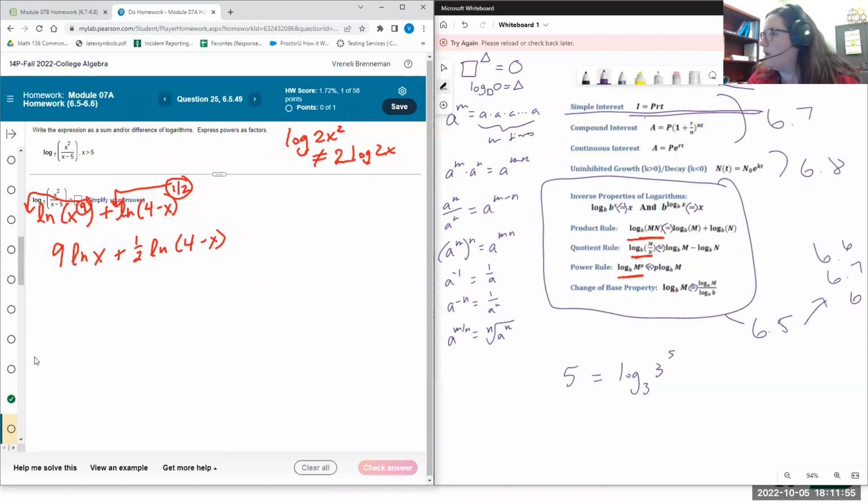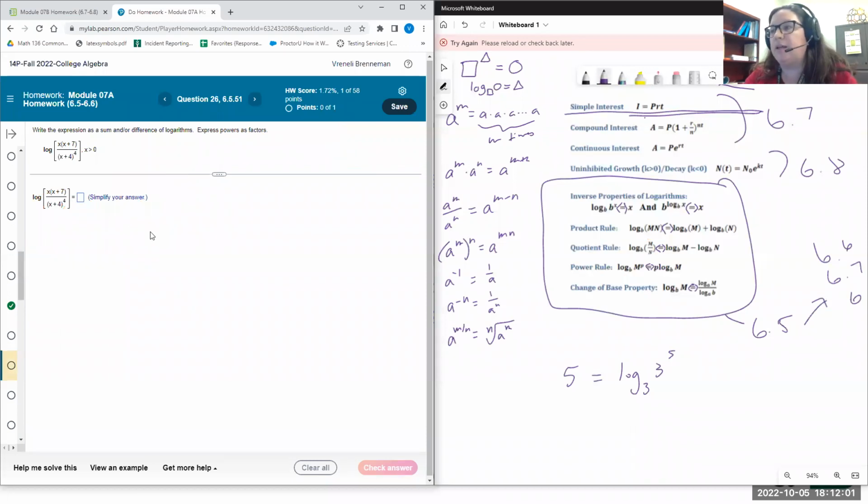So then I'm going to look at number 26, which is also an expanding, writing out as a sum and difference of logarithms, expressing powers as factors. But here we have kind of all three. We have the product rule and the quotient rule and the power rule. And again, I'm going to apply the product rule and the quotient rule first, and then the power rule.